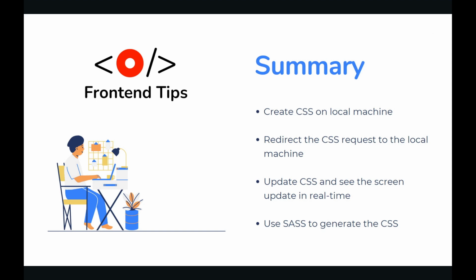So this is the summary, we will create the CSS on our local machine. We will redirect the CSS request to the local server, update the CSS and see the screen update in real time. As a bonus, we will start using Sass to generate the CSS. If you haven't done that yet, I recommend everyone to start using Sass if you write a lot of CSS in your daily work.